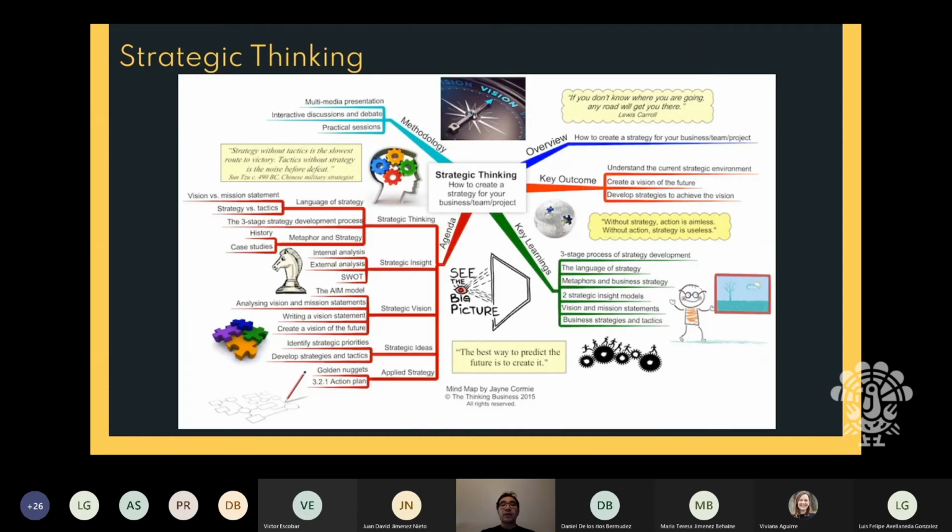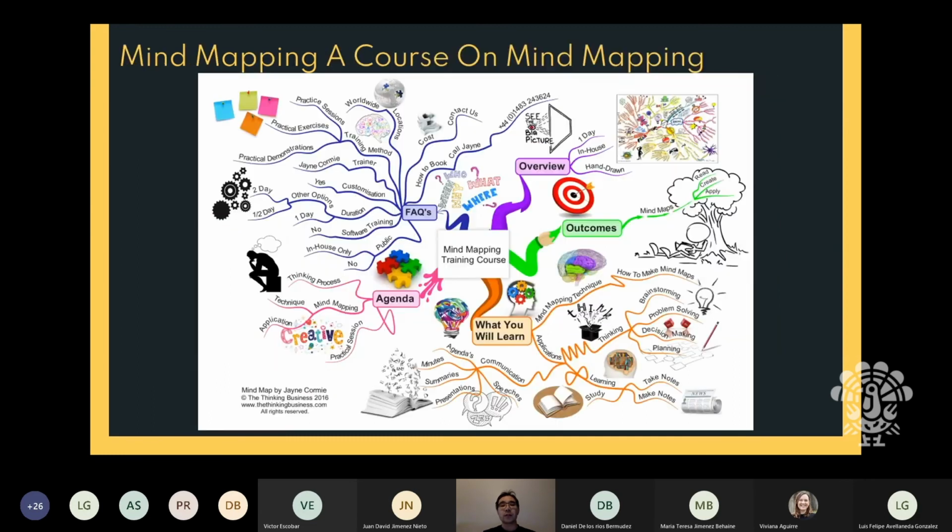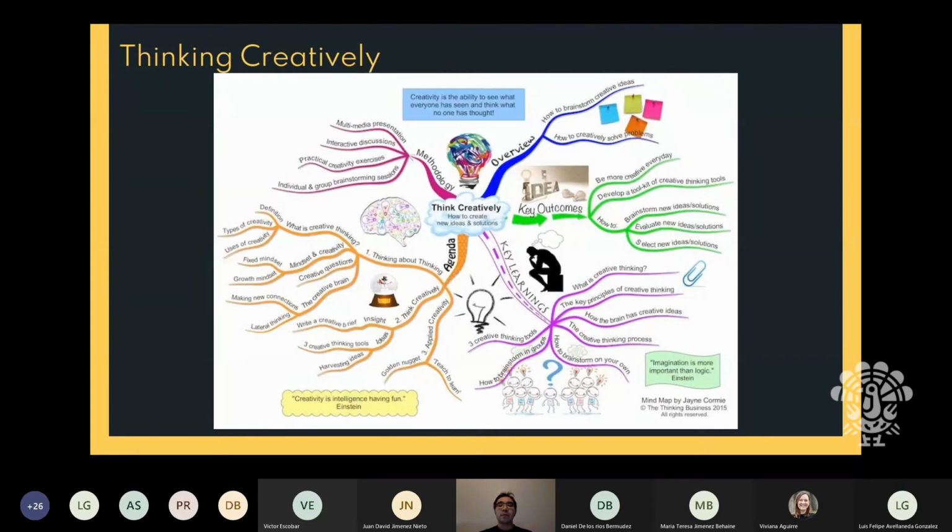So, example of strategic thinking. This is how you can do strategic thinking using a mind map, right? Here's a mind map of a course on how to do mind map, right? You've got the overview of the course in the pink. You've got your outcomes in the green, what you will learn in the orange, the agenda of the course in the pink there. So you can mind map practically anything.